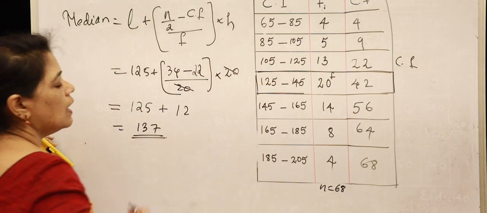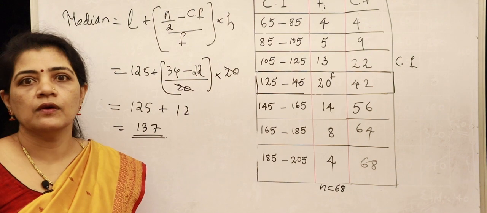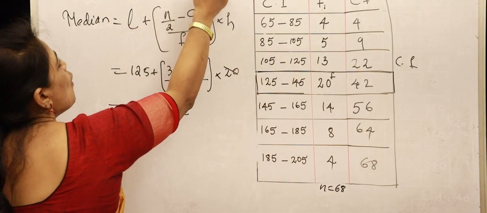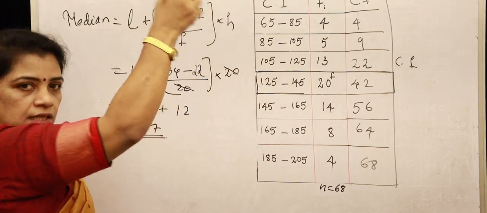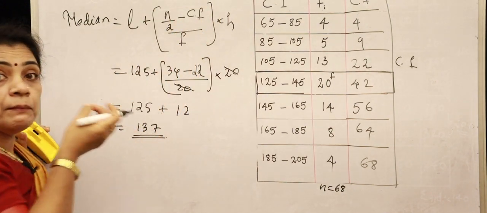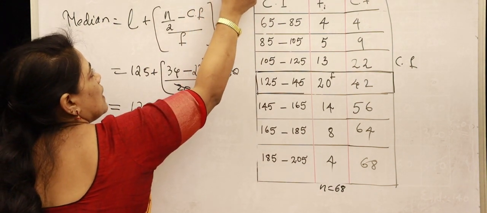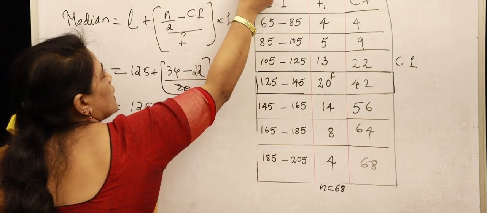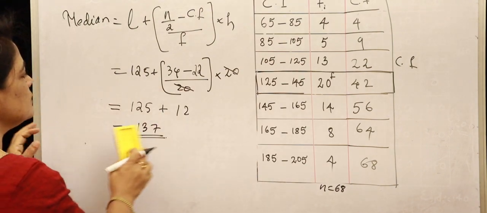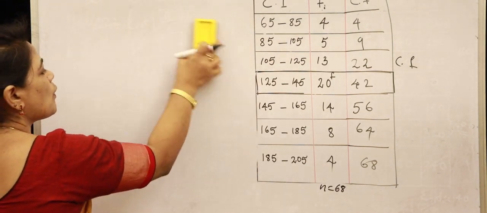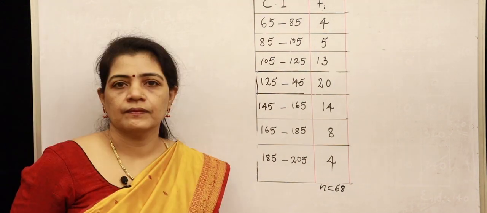137 is the median. Okay, we have seen that the arithmetic mean x bar is equal to 137.06, and now we have seen the median is equal to 137. I think the idea is clear to everyone. It's a very important problem.